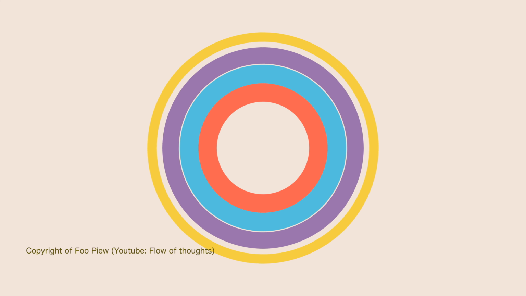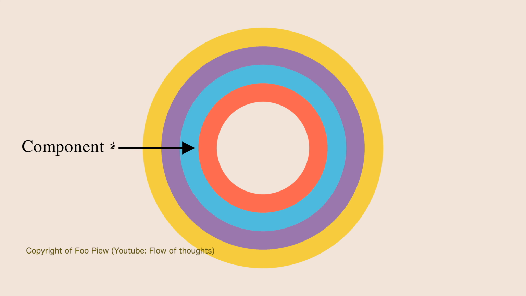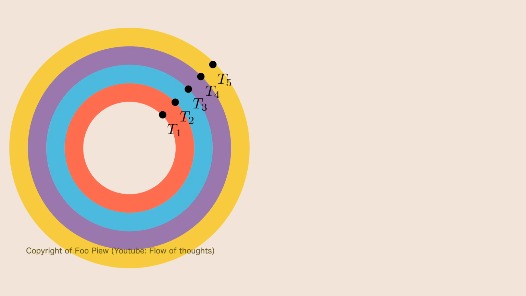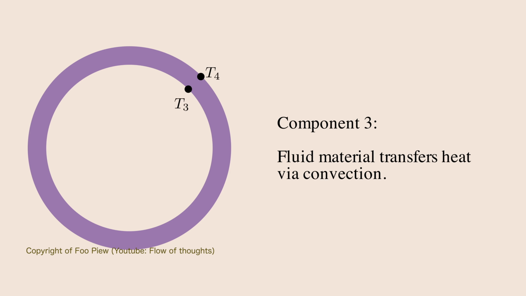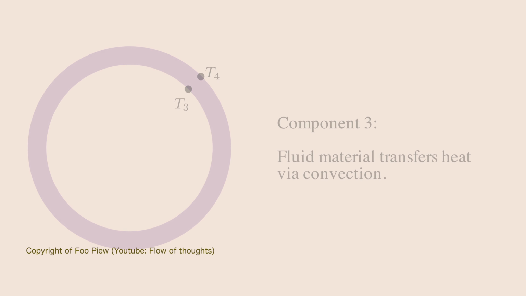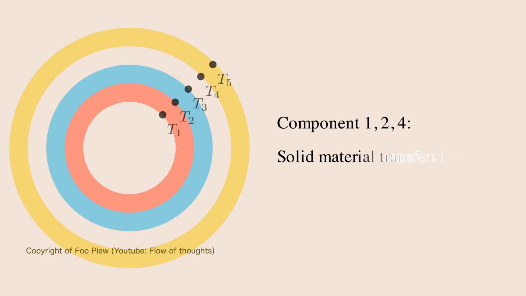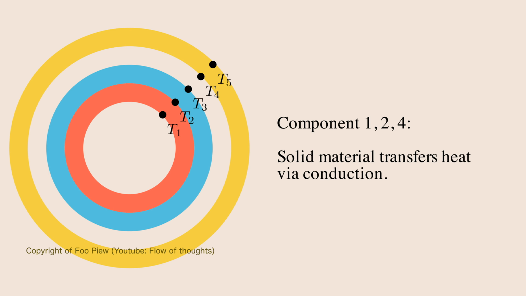Now let's bring it all together with one example. In this well, we have 4 layers of different material components, and we measure the temperature of the inner and outer surfaces ranging from T1 to T5. In the third layer, between T3 and T4, heat is transferred radially via convection. In the remaining component layers, heat is transferred radially via conduction.